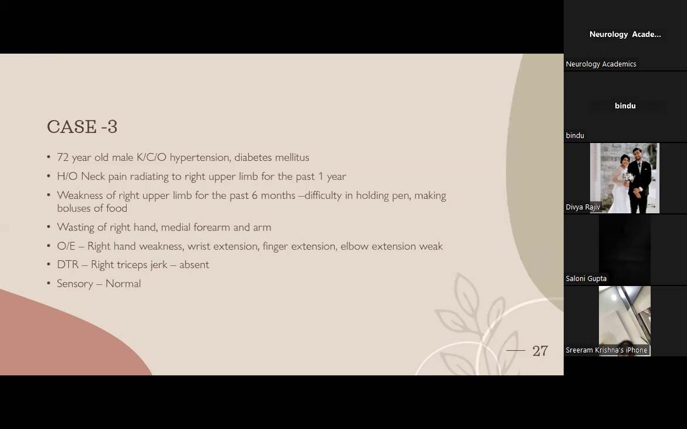72-year-old male, known case of hypertension and diabetes mellitus. There is a history of neck pain radiating to the right upper limb for the past 1 year. Weakness of the right upper limb noted for the past 6 months, with difficulty in holding a pen and making boluses of food. There is wasting of the right hand and medial forearm and arm. On examination, there is right hand weakness, wrist extension, finger extension, and elbow extension are also weak, and on reflexes, right triceps jerk was absent, sensory was normal.